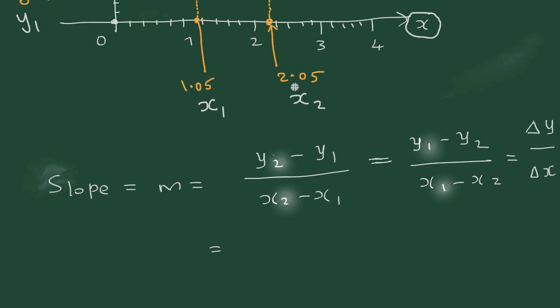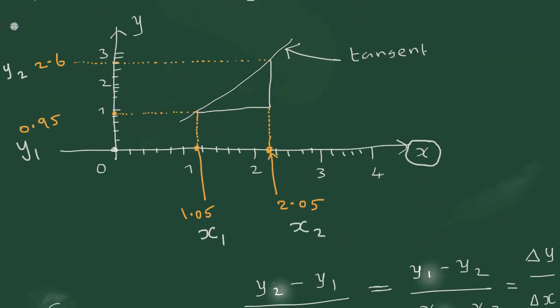So in our example here, you can see what the values are. So this is divided by x2 minus x1. I will write down, this is something like 2.05 minus 1.05. And on the y-axis you have 2.6. So here are the numbers.